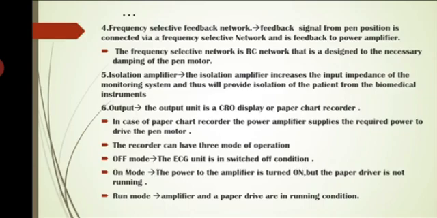The recorder has three operation modes. First is the off mode. The ECG unit is switched off, meaning both the chart recorder and amplifiers are in off condition. Second, on mode. The power to the amplifier is turned on, but the paper driver is not running. Third, run mode. Amplifier and paper drive are in running condition. So these are the three modes in the operation of a recorder.